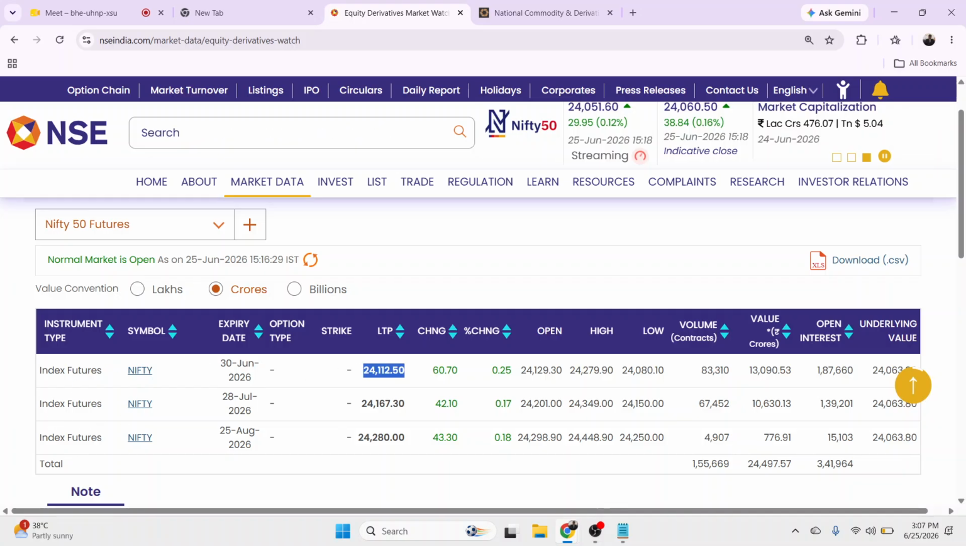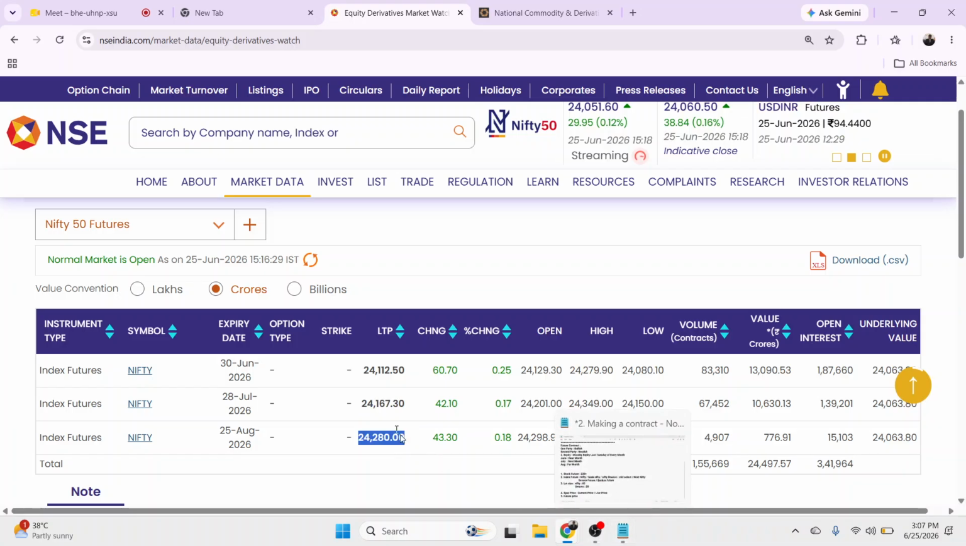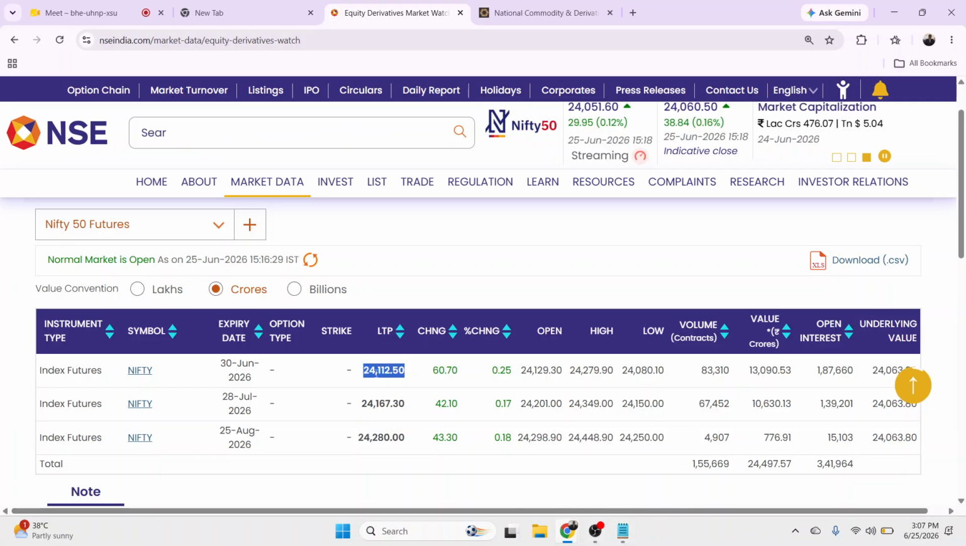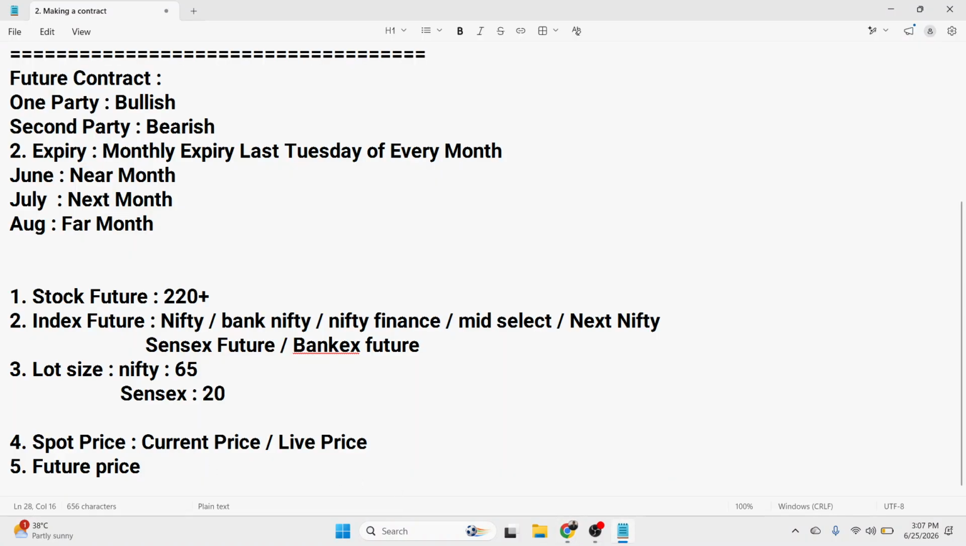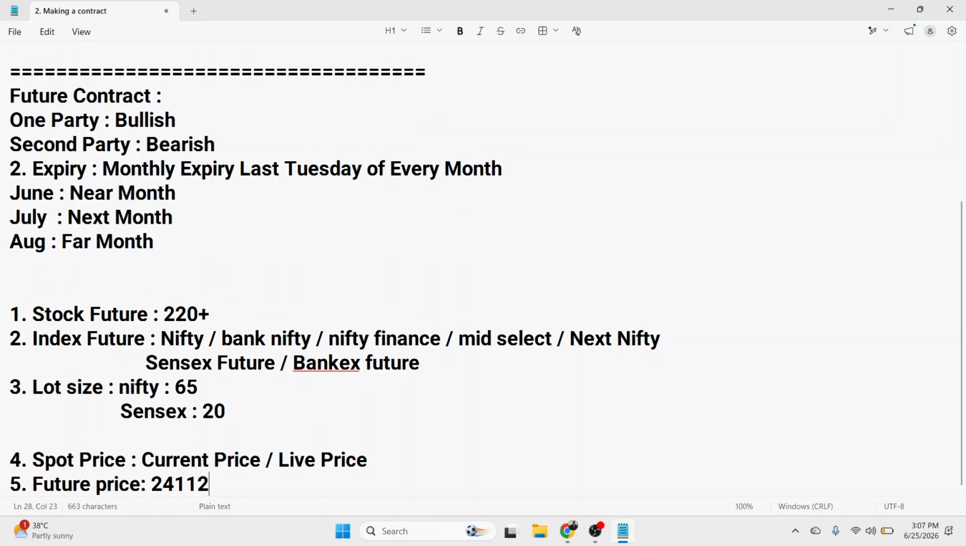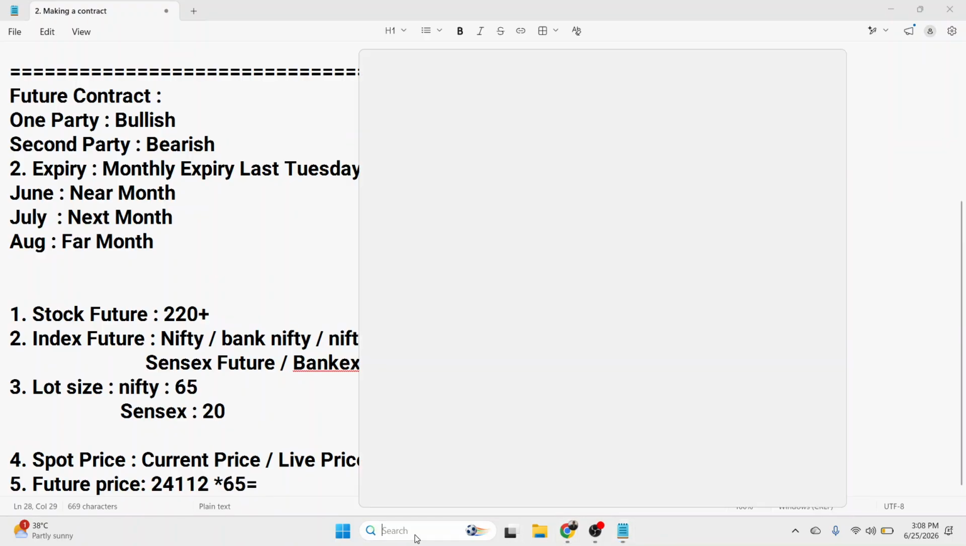And if you would like to buy the future of the July month, the price would be this, multiplied by the lot size. And if you want to buy for the August series, you have to pay according to this. So the value of the contract would be like 24,112. For example, if 24,112 is the future price, the amount would be multiplied by the lot size.